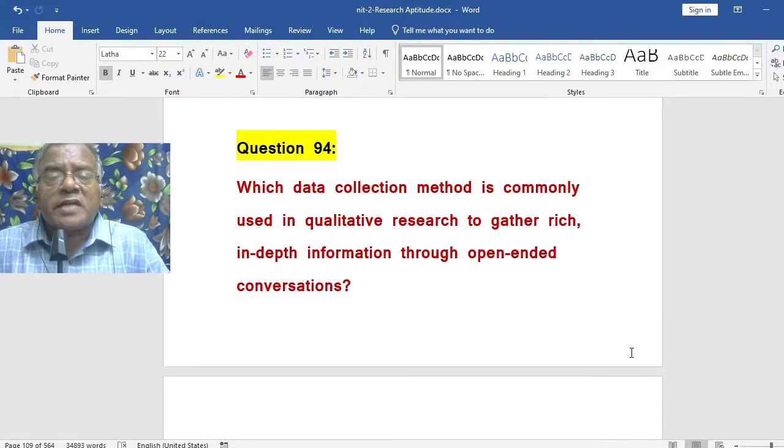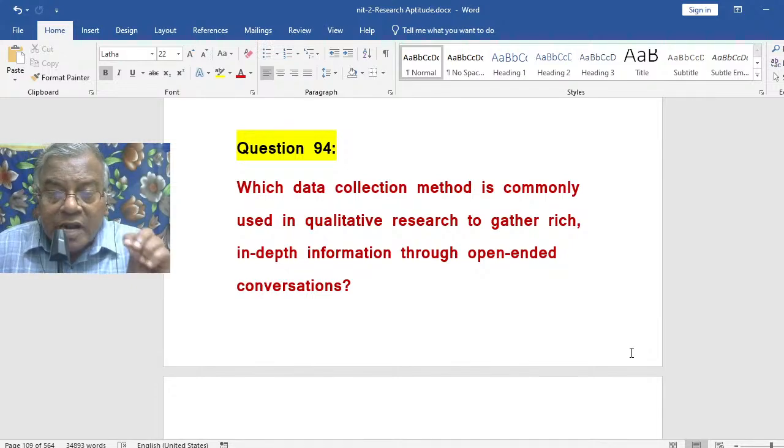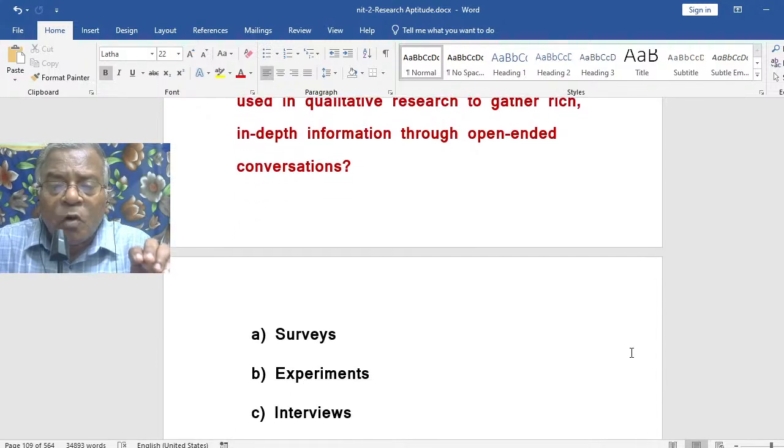Which data collection method is commonly used in qualitative research to gather rich, in-depth information through open-ended conversations?